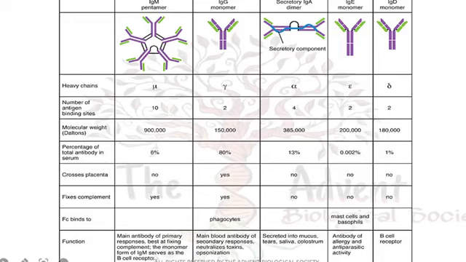The monomeric form of IgM serves as the B cell receptor. So the monomeric form of IgM is basically the IgD that acts as a B cell receptor. Please remember this point: the monomeric form of IgM is the IgD.